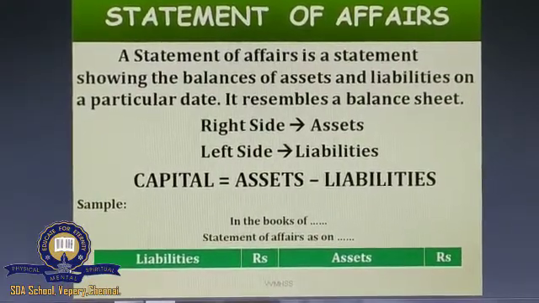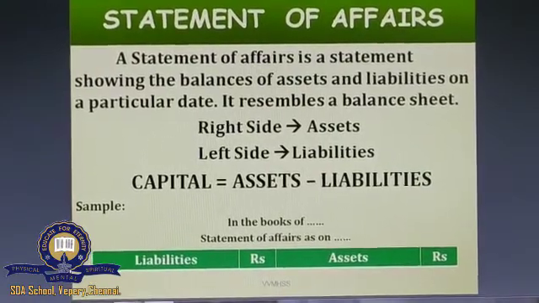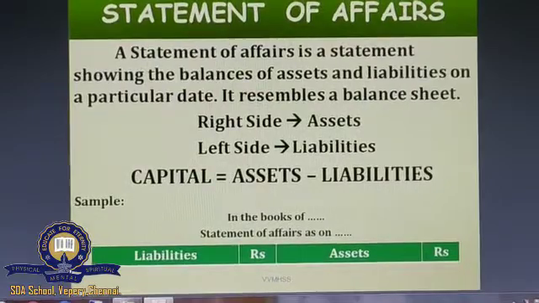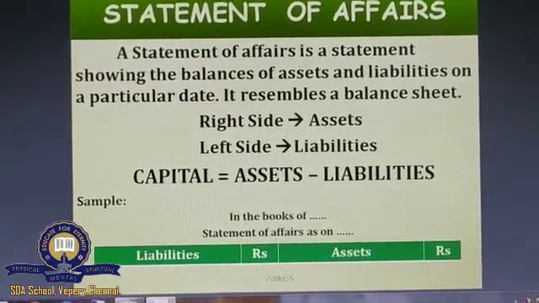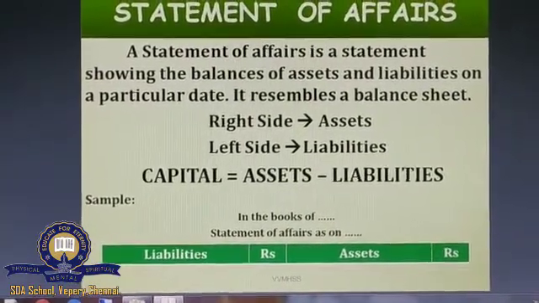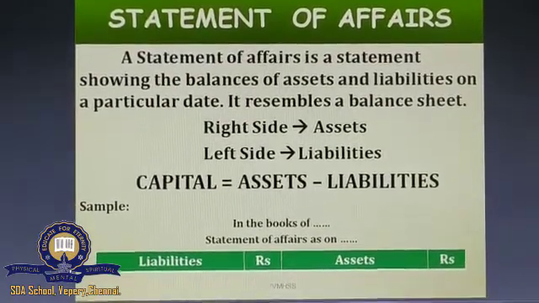A statement of affairs is a statement showing the balance of assets and liabilities on a particular date. It resembles a balance sheet. So the left side is assets and the right side is liabilities. Capital is equal to assets minus liabilities. You know very well that in 11th standard, in the accounting equation, we have seen this type of method.